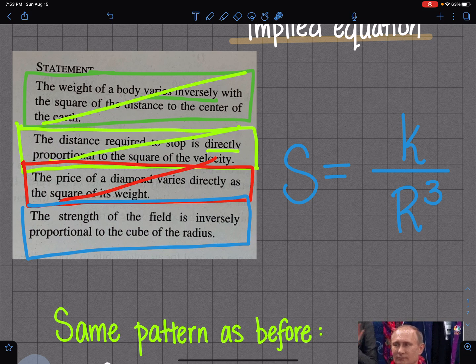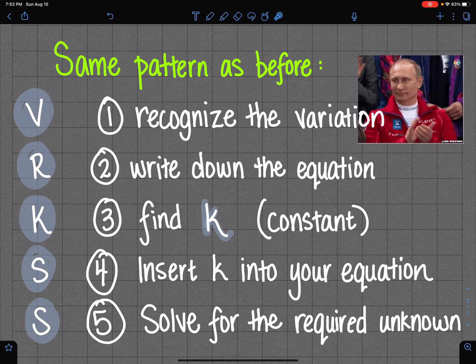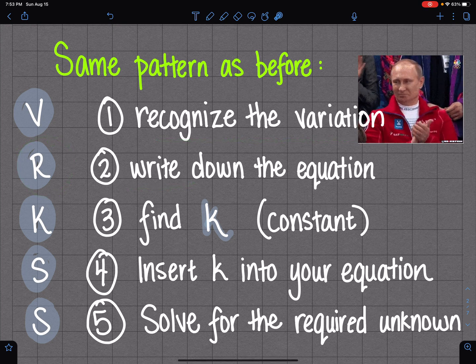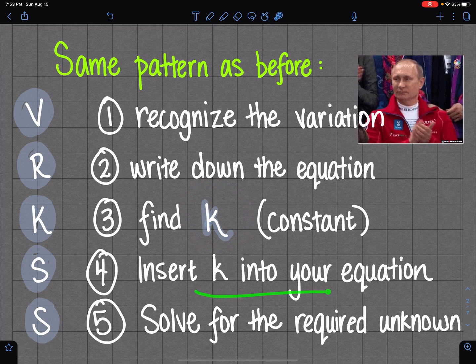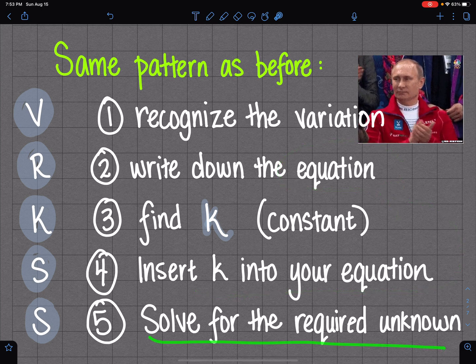All right, so these problems are solved in the same way that we solved simple variation problems before. Okay, so the first thing that we do, we are going to recognize that it's a variation problem. Then you're going to write down the equation. I know I put an R for that for the mnemonic, but just go with it, okay? Write down the equation. Find the constant. Insert the constant into your equation that you wrote down here. So plug it in. That means stick it in, plug it in. Solve for the required unknown.